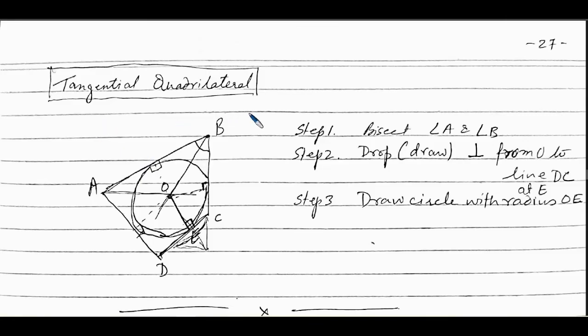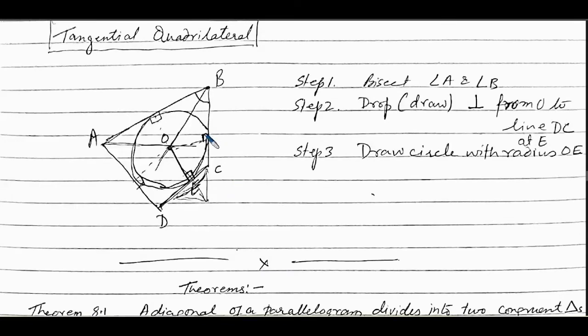So similarly, for a tangential quadrilateral, okay, you bisect angles. This angle you have bisected, this you have bisected, and then again from this you draw a circle, and take this point and this point, you bisect this length, and from O you drop it here. Okay, you try it, you will see it.